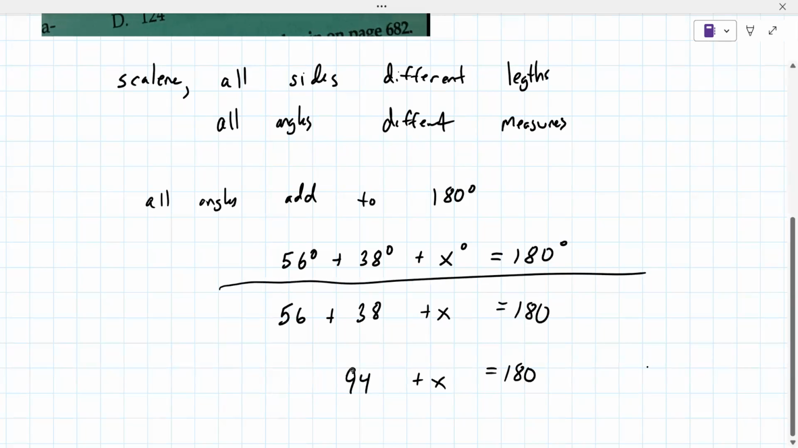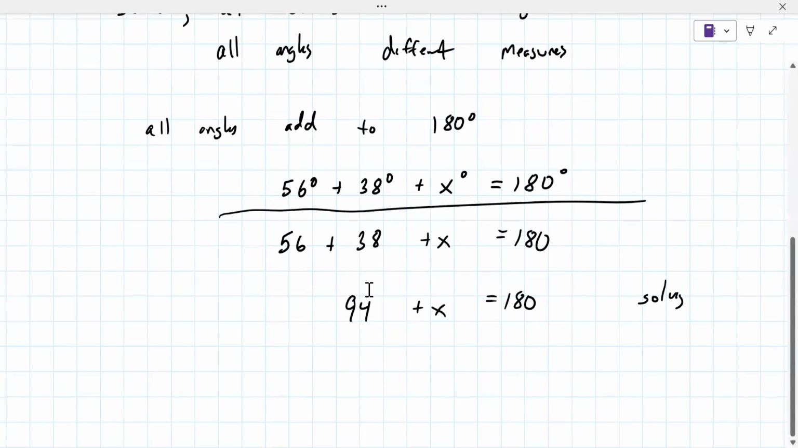So now we're solving, and this is where you look at the side with the variable, the left side of the equation. What do you do to undo this 94? It's adding, right? So to undo addition, you undo addition with subtraction. Subtract 94 from both sides.